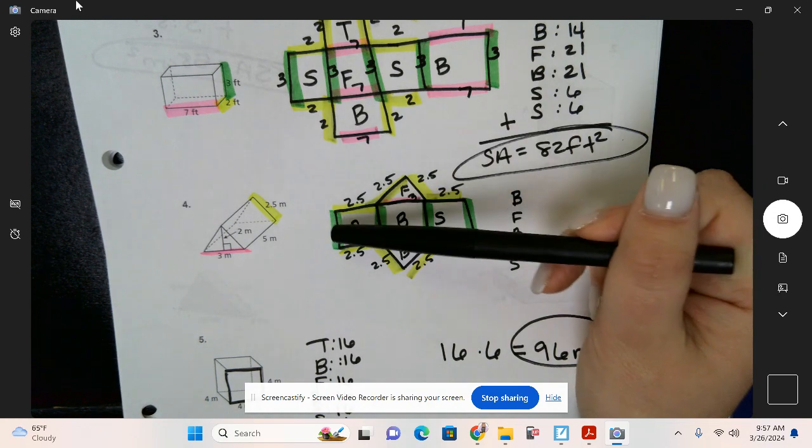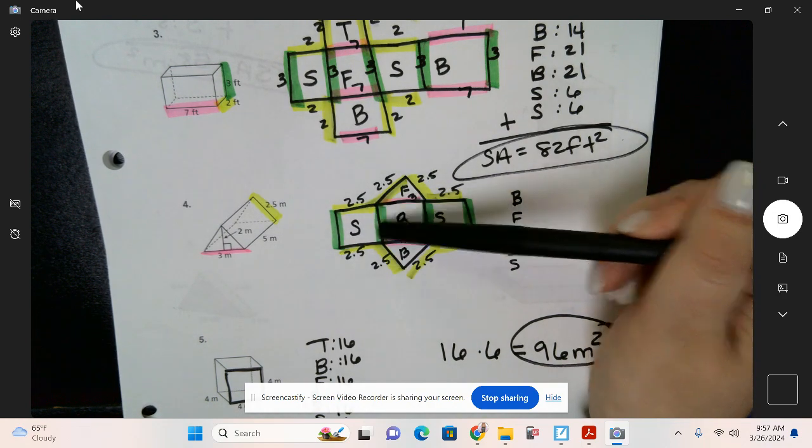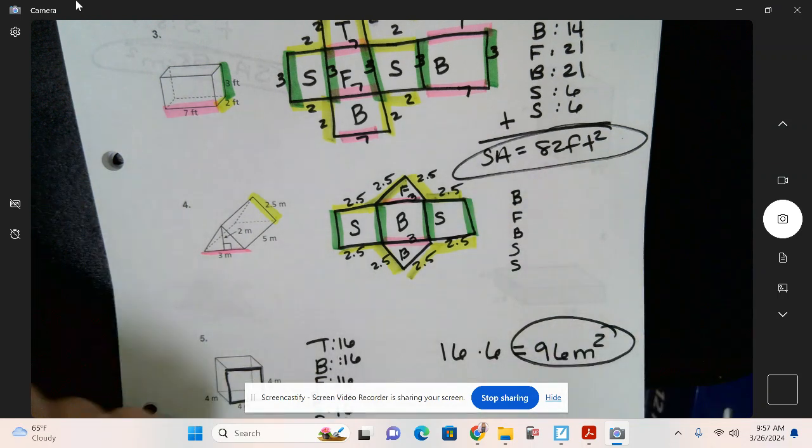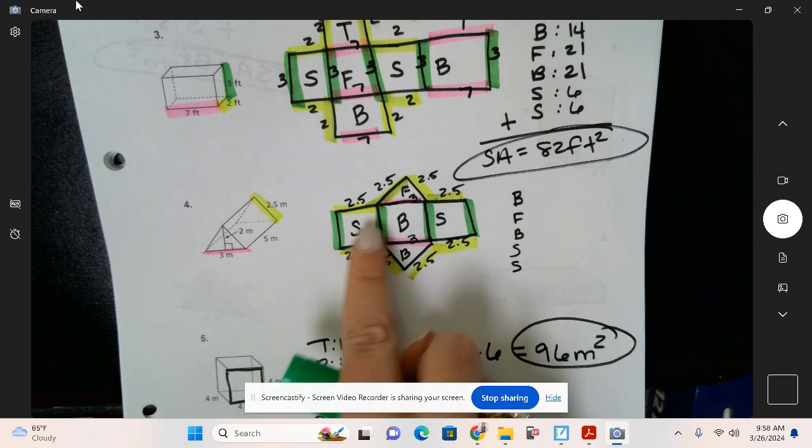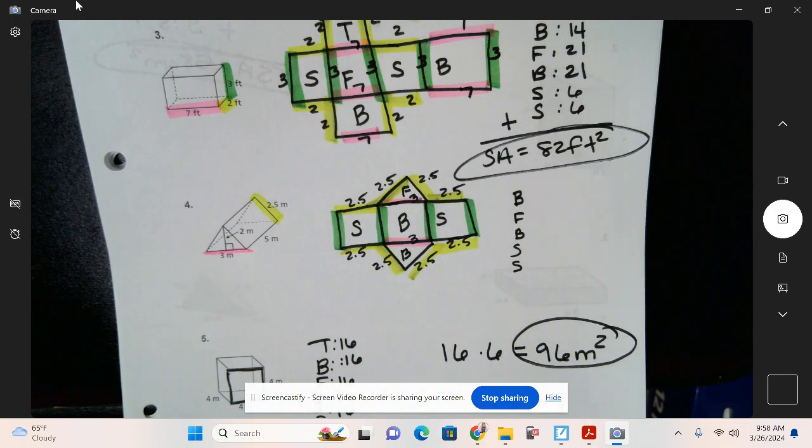triangle. We need to know the green lines. So we highlight both of them then. How long are the greens going to be? 5.